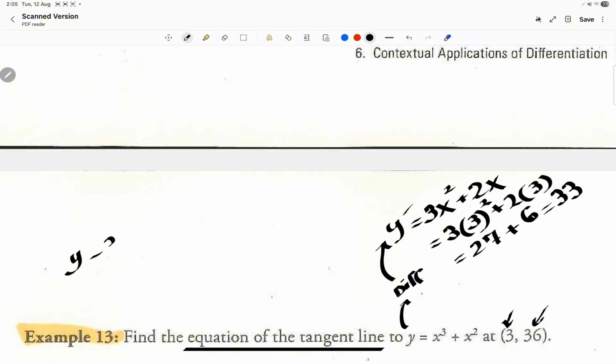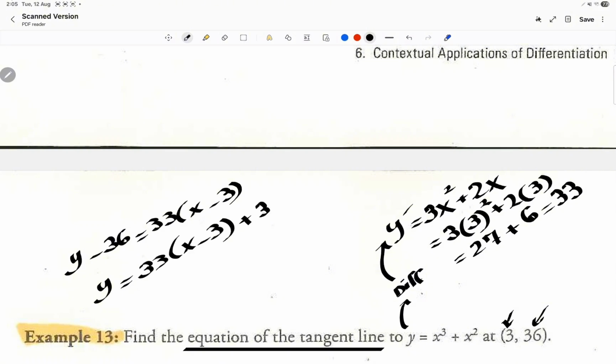We're going to do y minus y1 is equal to the slope times x minus x1. So y is equal to, plus 36. Good.